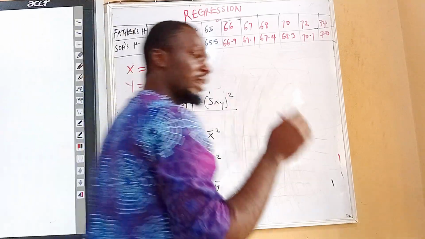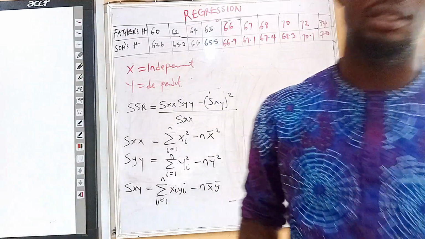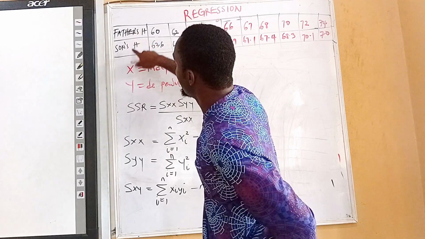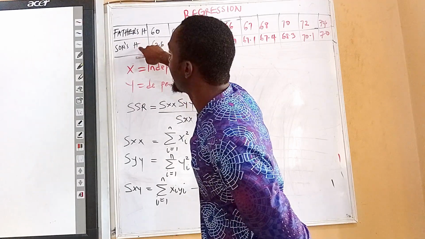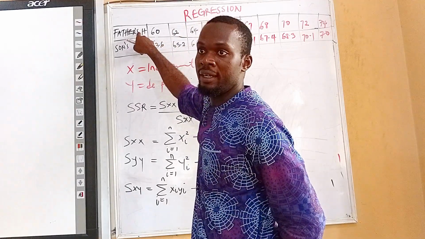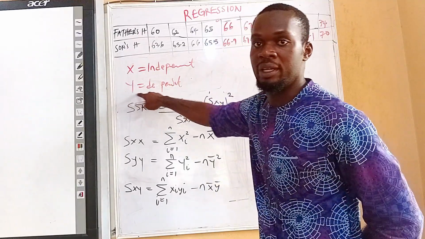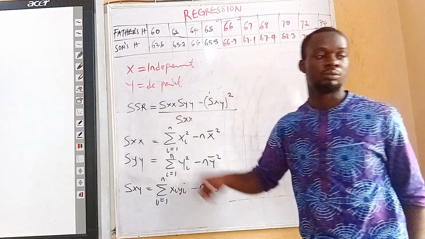You have to identify it first before you start. You have to identify which one is which. So it's like the son's height depends on that of the father. So the son is now Y, the dependent variable.